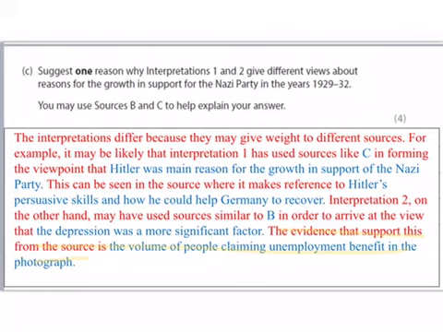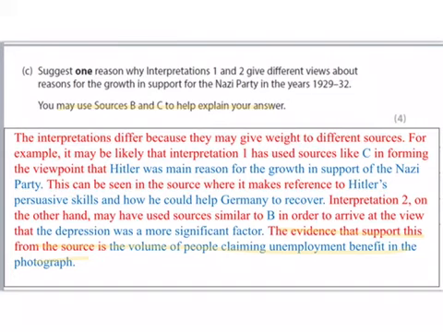So that's as simple as it is, really, with that particular question. So we're banking on this being the best process to go about it. It's only worth 4 marks, so it's not worth getting really hung up on. But as I said, the fact that they're saying you may use sources B and C to help you explain your answer clearly indicates that they're going to put sources in there that will correlate and link to the interpretations that are given. In which case, the best way to go about this answer is to simply just state that they differ because they may give weight to different sources.